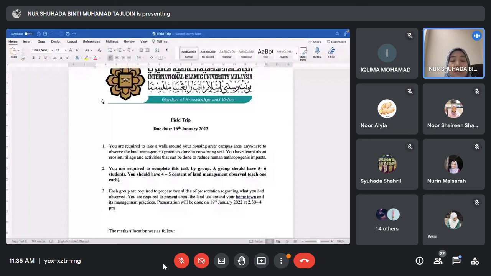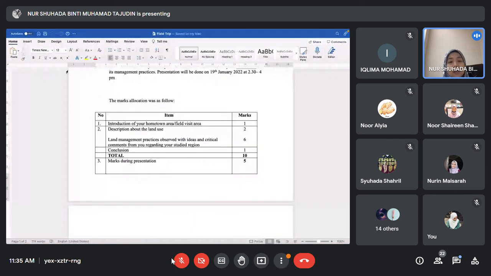Number 2 is you are required to prepare 2 slides. Only 2 slides, ada 2 slides saja of presentation regarding what you had observed. Okay, so on the 19 January, you will present. Okay, contoh ada 5 content, seorang satu present. Sekejap je dalam 1 minit kan, seorang. Okay, so, okay, that's all. Any question? Do you have any question?